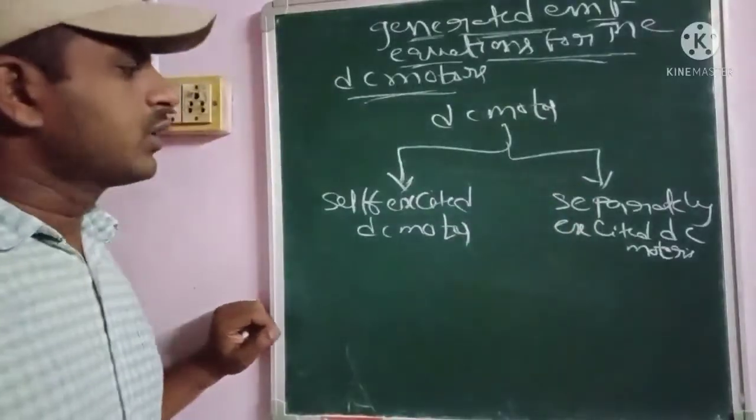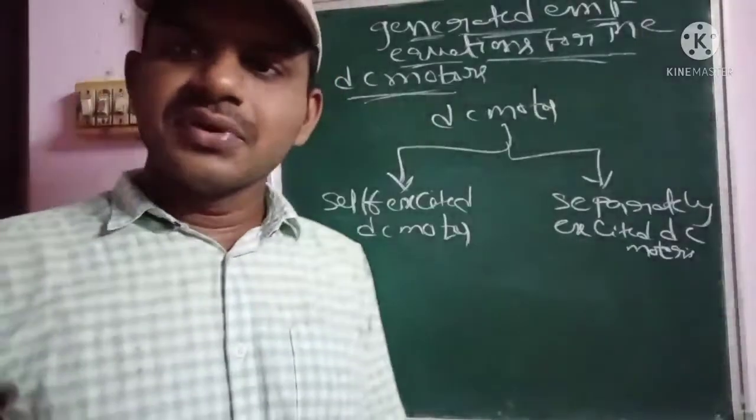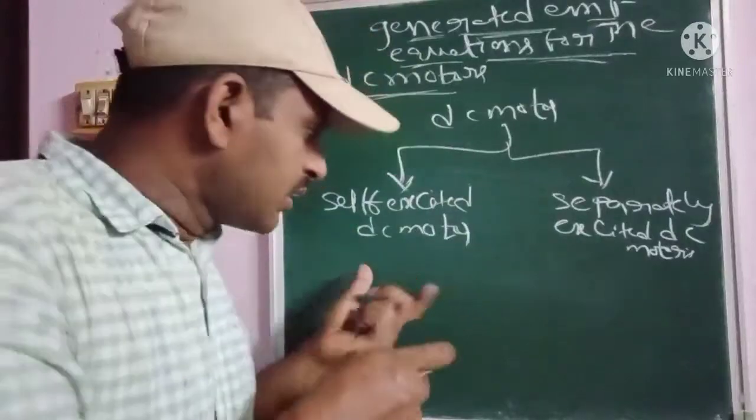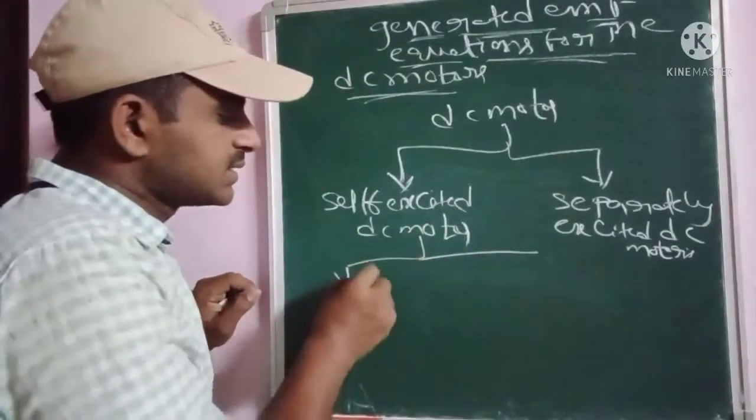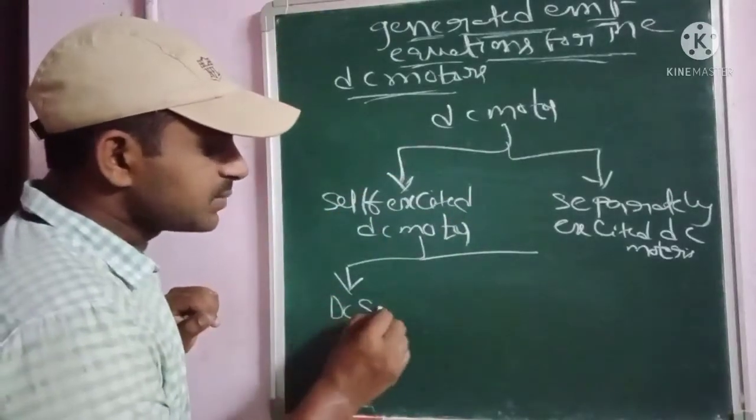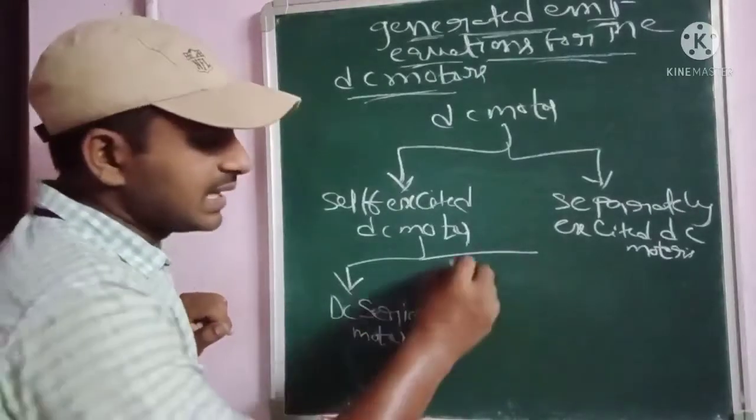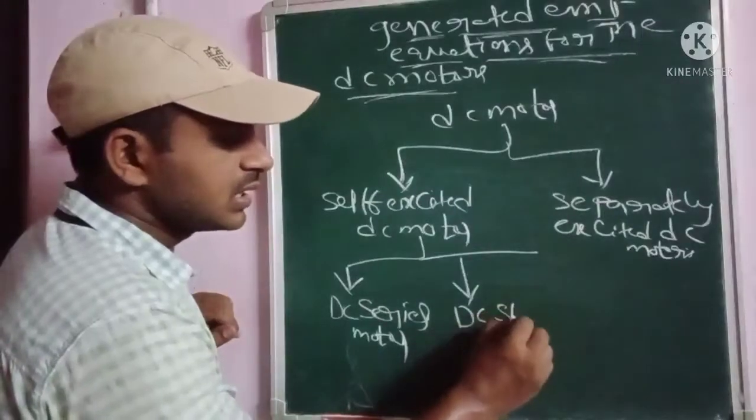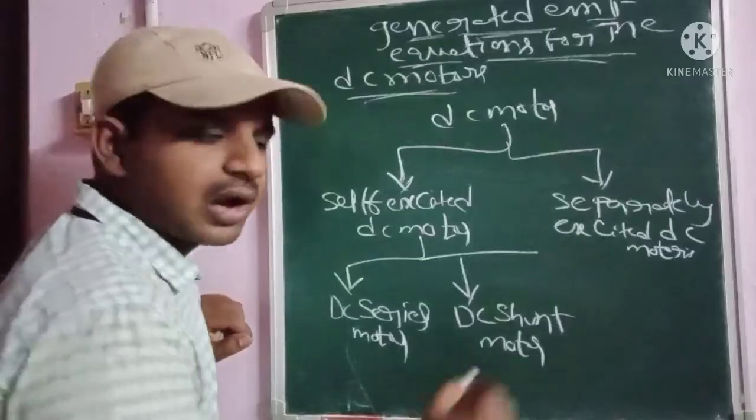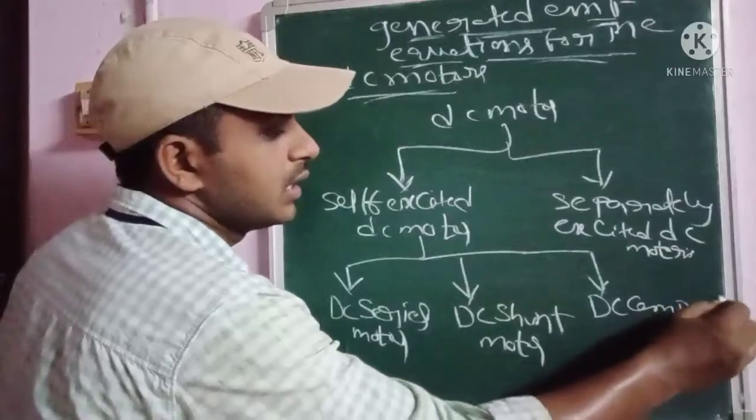Coming to the self-excited DC motors, according to the connection of the armature windings and field windings, they can be classified into three types. One is the DC series motor, the second one is the DC shunt motor, and the third one is the DC compound motor.